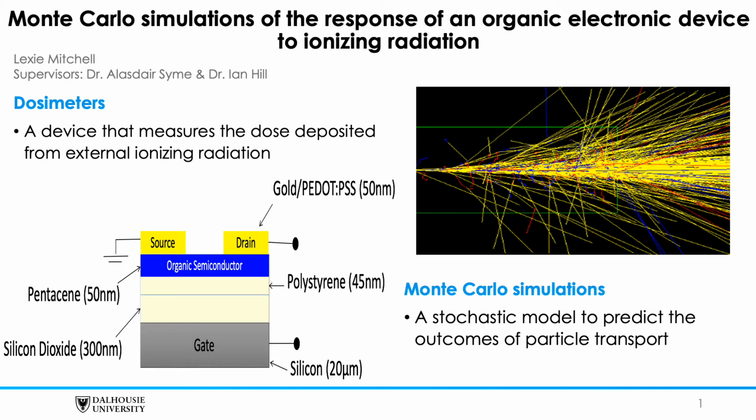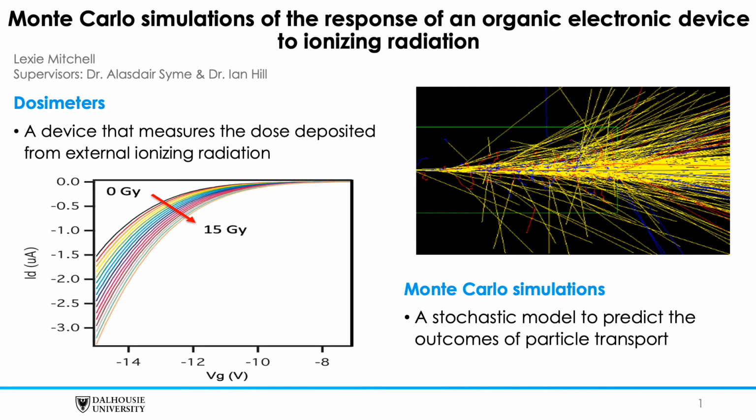This is the device we've been looking at, and it's composed of mostly organic materials, which tend to be more tissue equivalent. We've tried using two different source and drain electrode materials, gold and PEDOT:PSS, which is an organic conducting polymer. The organic semiconductor is pentacene, and there's polystyrene and silicon dioxide as dielectrics. Our gate is silicon.